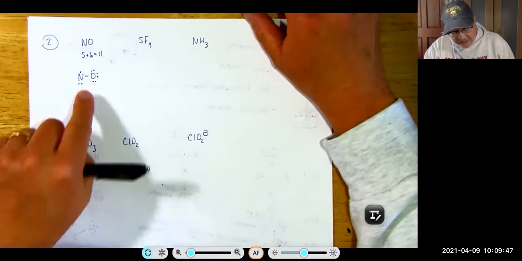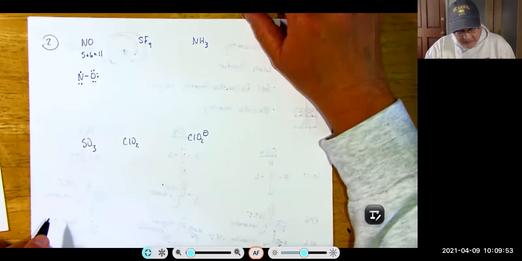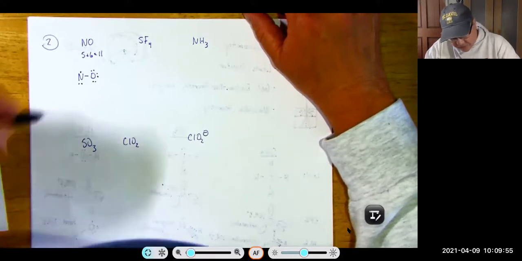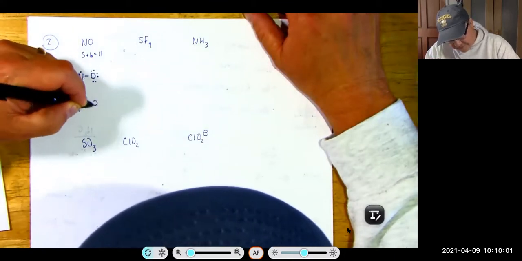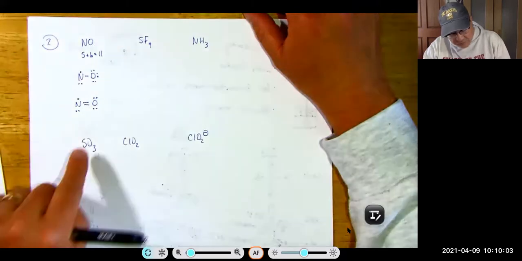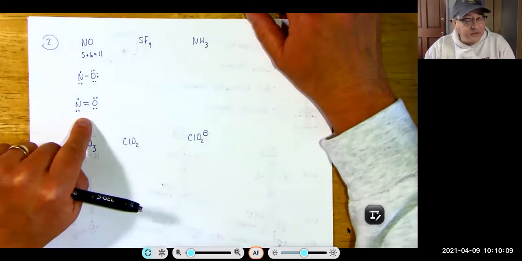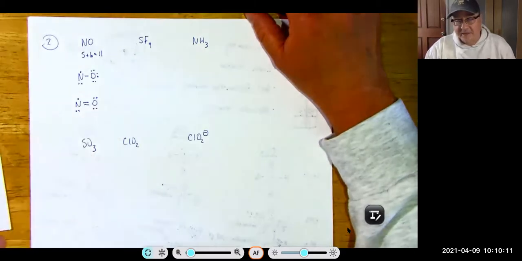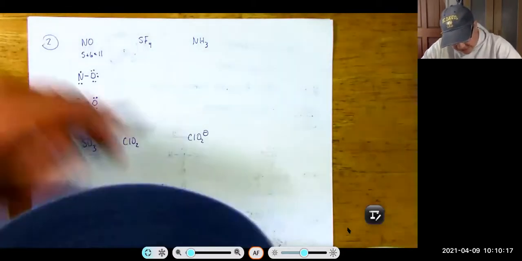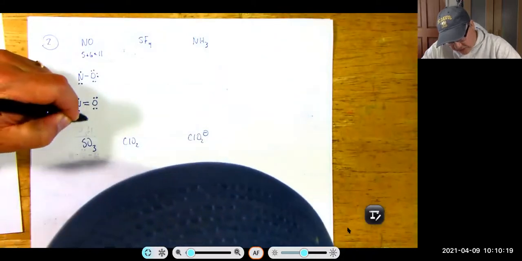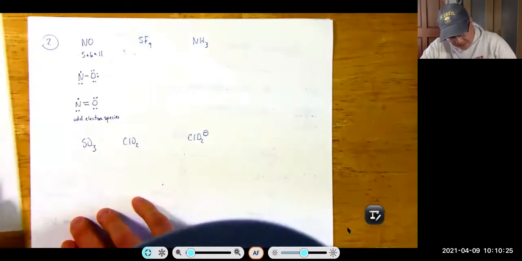Now we want to get an octet on nitrogen if we can, but we really cannot. The best we can do is this. So we have 2, 4, 6, 7 on nitrogen. I want you to recall that in period 2, you cannot have more than an octet. And sometimes you have less. So here's nitrogen with less than an octet. So this is an odd electron species where nitrogen does not have an octet.